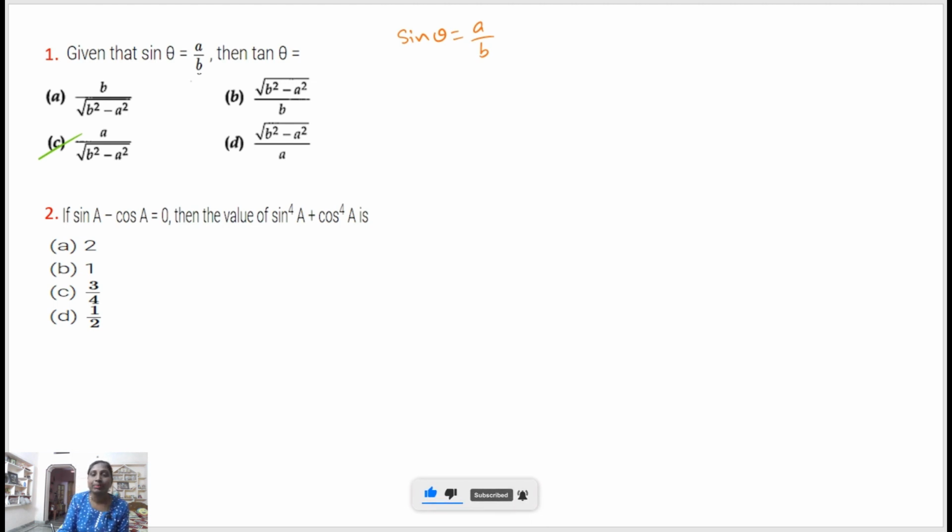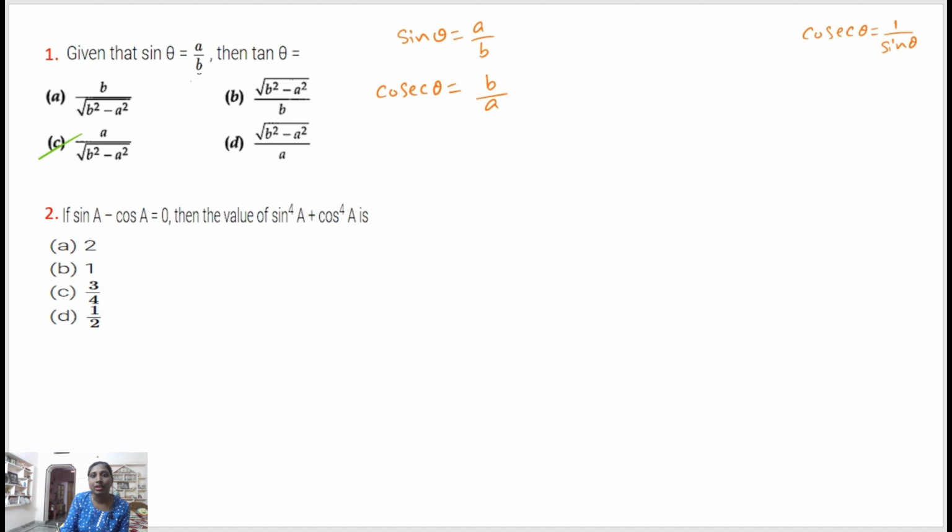What did we do last time from sin? From sin we went to cos. This time what will we do? Look, you know the reciprocal. Cosec theta is equal to 1 by sin theta. Okay, it means cosec theta is the reciprocal of sin theta. So cosec theta is equal to 1 by sin theta, which means b by a.